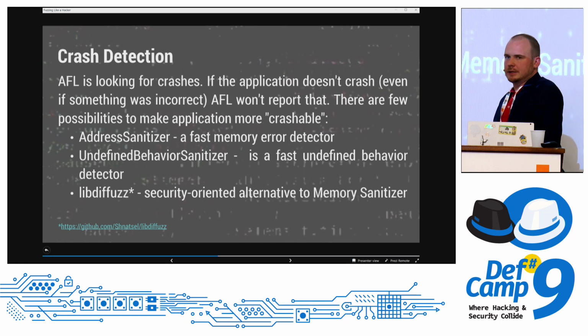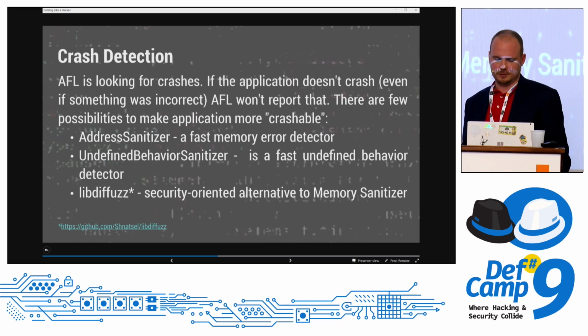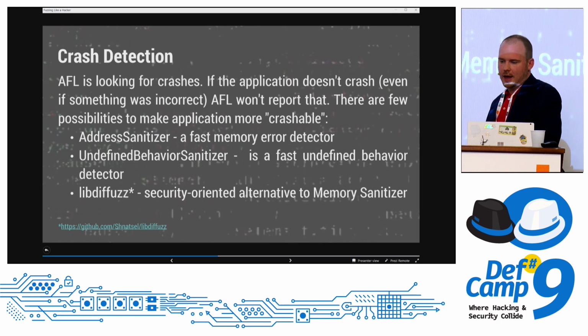Okay, the next part that is very important with AFL is crash detection. AFL is looking for crashes. If your application doesn't crash, AFL won't report anything. It's very simple. But sometimes it's not so easy. When you have, for example, buffer overflows that don't cause a crash, AFL won't report them. So we need to make the application more crashable than normal. We have a few methods, of course. I'll just mention the most popular ones.